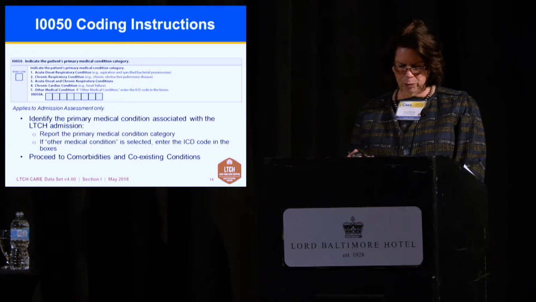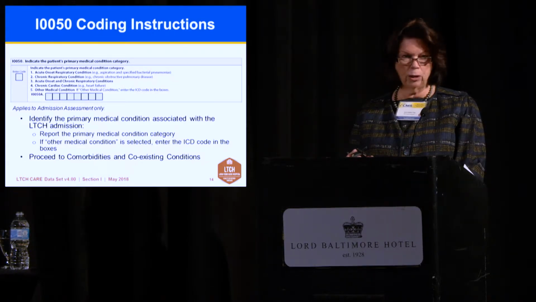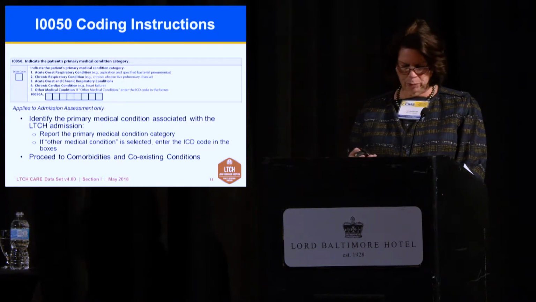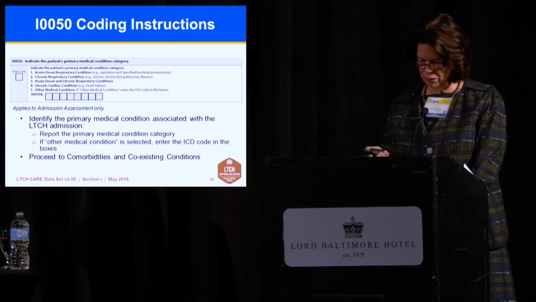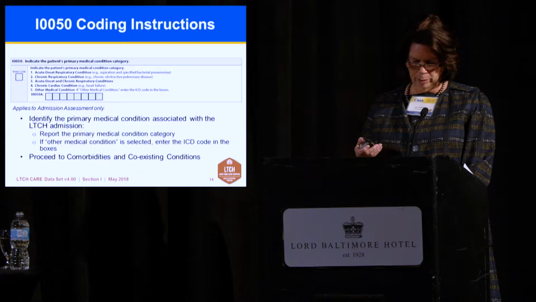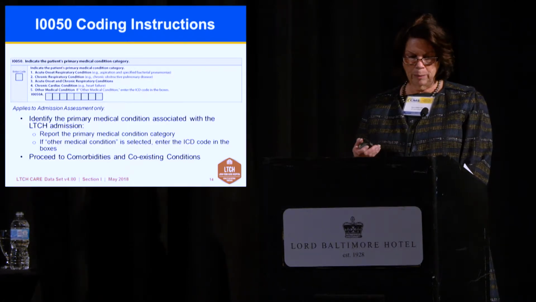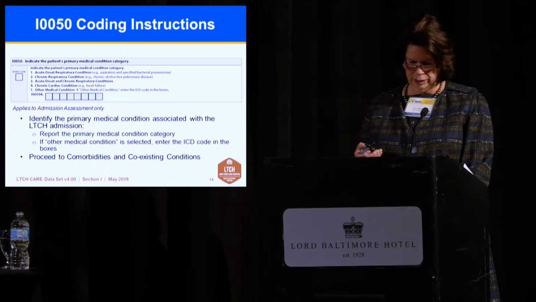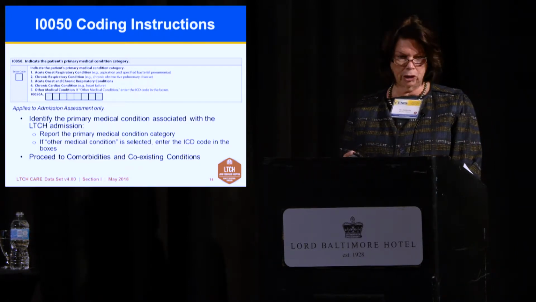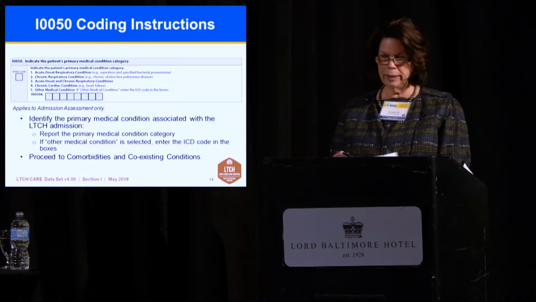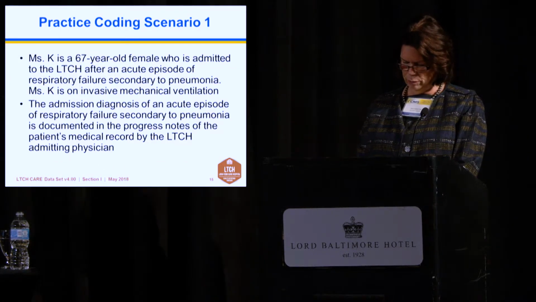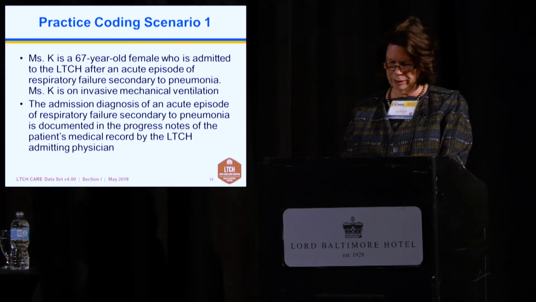This slide reviews the primary medical condition categories as previously described. If the patient's primary medical condition does not fit one of these categories, as I've already indicated, then indicate the primary medical condition in number 5 and enter the ICD code. Once you have entered the patient's primary medical condition, you're going to proceed to comorbidities and coexisting conditions. So we'll now go to some coding scenarios.